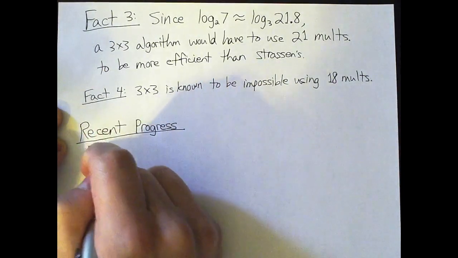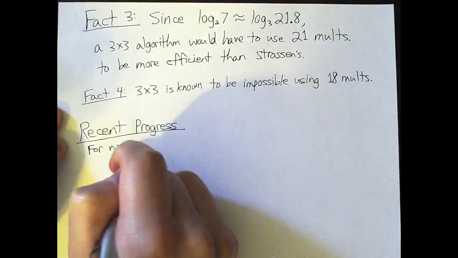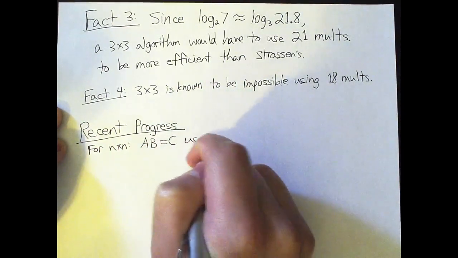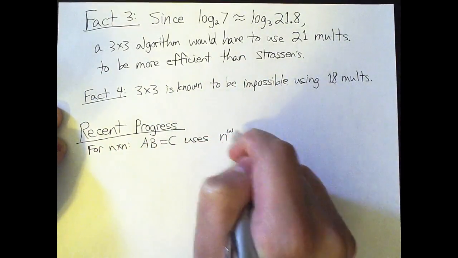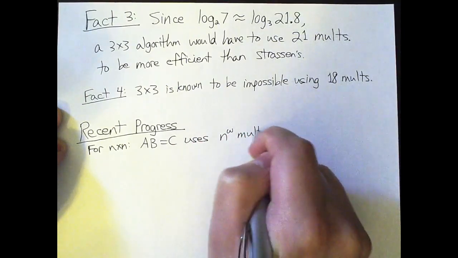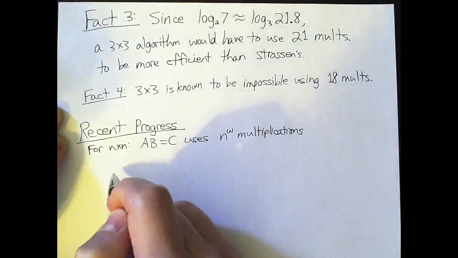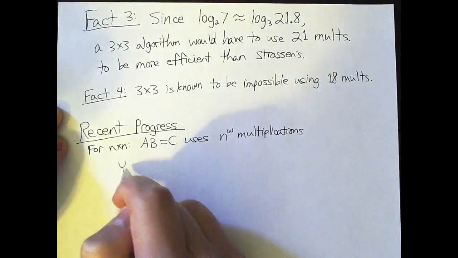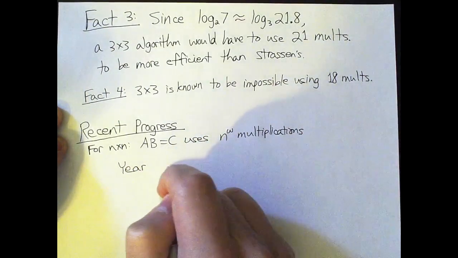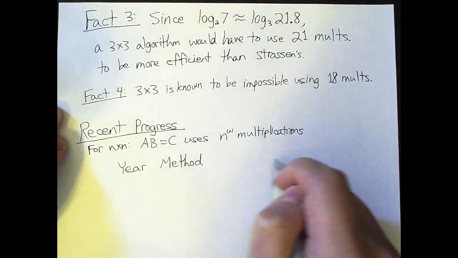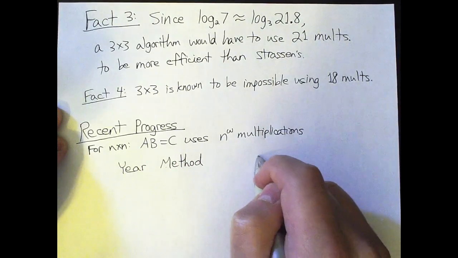So we're looking at the n by n case, and we're saying that AB equals C uses n to the omega multiplications. I'm going to tell you the year, the method, and the omega.